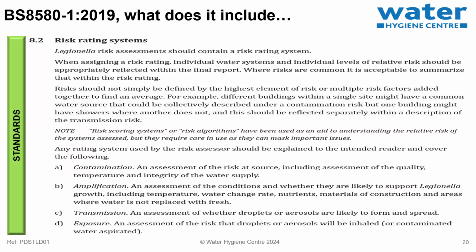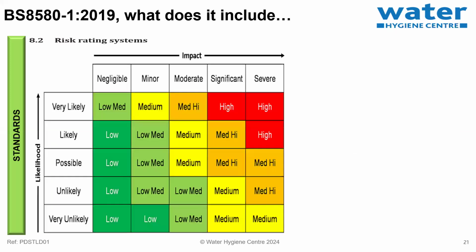So British Standard 8580 doesn't detail a scoring method, but a scoring method is required. The standard details the need for a scoring matrix to be defined and included in the risk assessment. And that risk should not just be defined by the highest risk issue. That risk needs to consider the contamination, amplification, transmission, and exposure. And as touched on earlier, the susceptibility of occupants needs to be considered as such. This will impact on the risk rating.